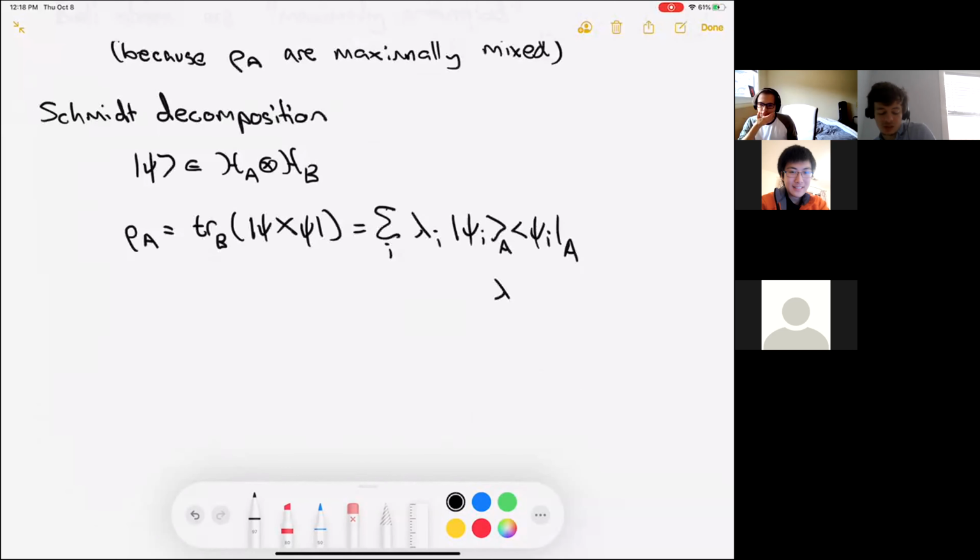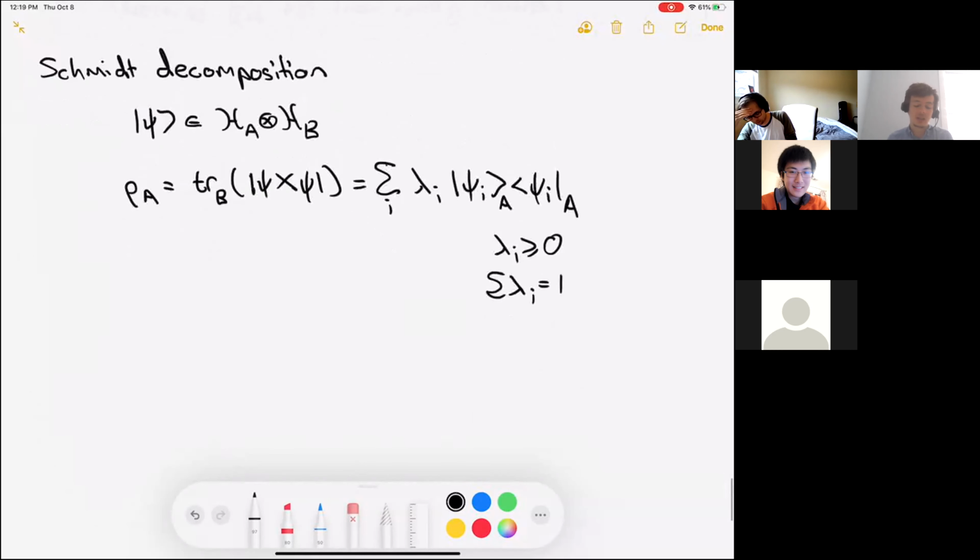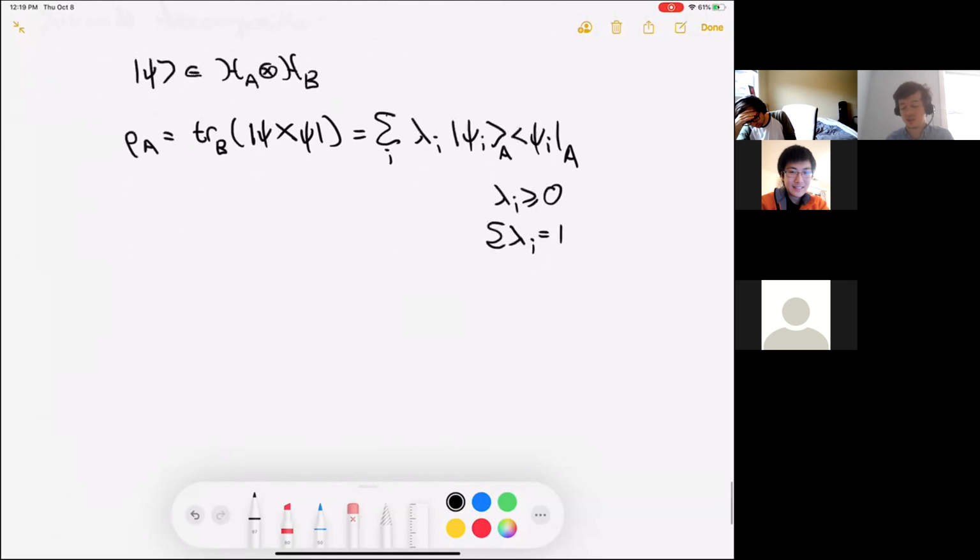More than that, we have that the lambda_i are greater than or equal to 0, and the sum over i of lambda_i is equal to 1. This just comes from the fact that rho A is positive semi-definite and has trace 1. You can check, by the way, that that's still true when you look at a reduced density matrix. It's a pretty simple exercise to check. I encourage you to do it. I might put it on the homework.